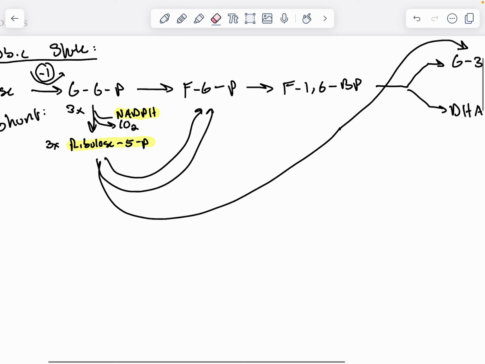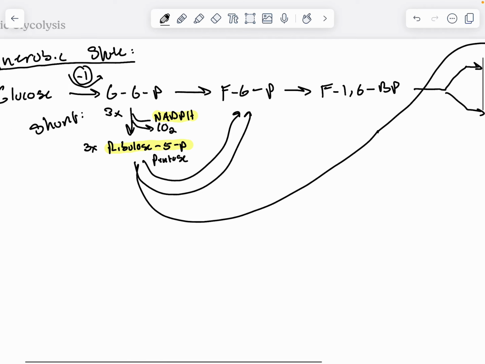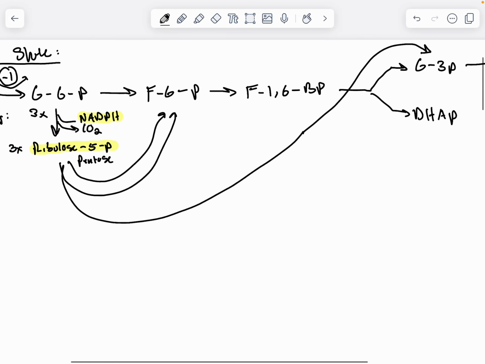But going back to my original thought, we produce NADPH, CO2, ribulose 5P, and with ribulose 5P being a pentose, the main goal of the shunt pathway is to turn pentoses into hexoses and trioses. So I know that is kind of a common question.